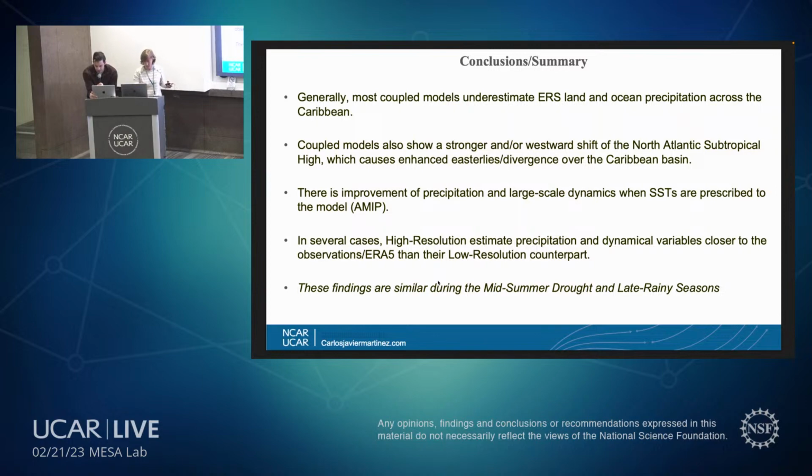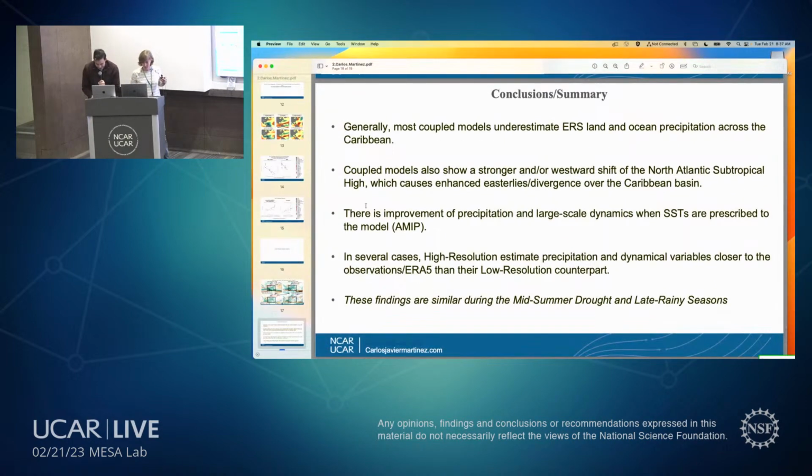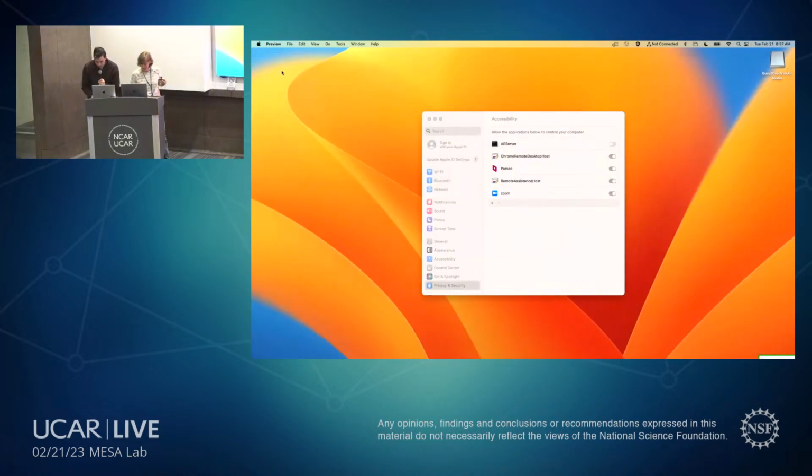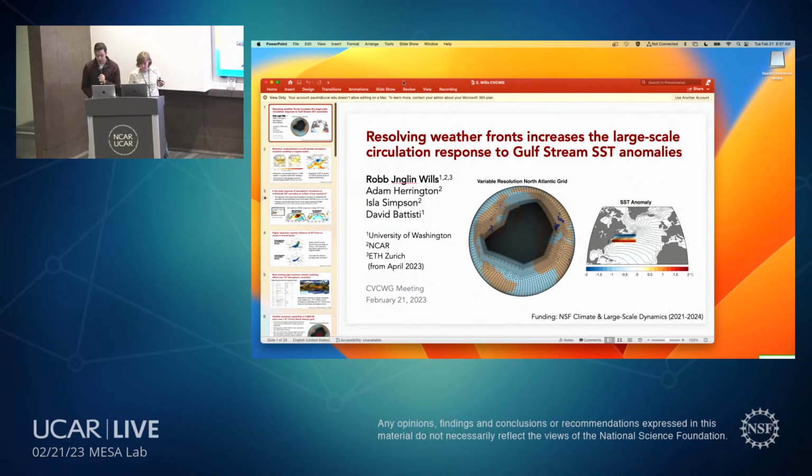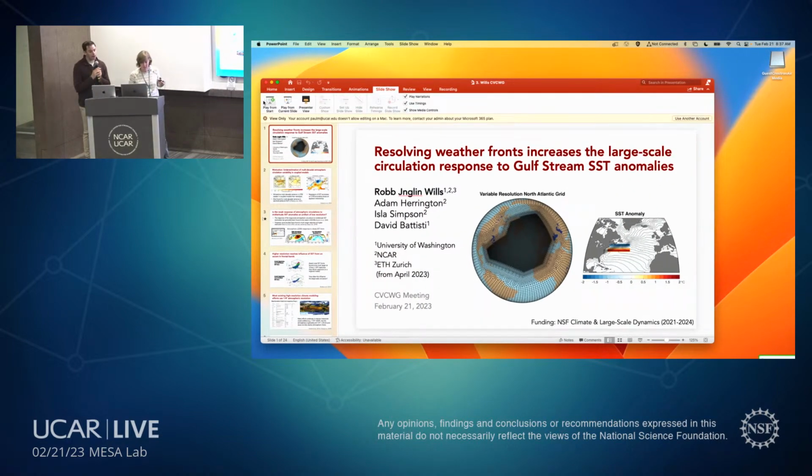It says, "Hi, Carlos. Nice talk. It doesn't seem like very much improvement in the precipitation simulations, even since CMIP3. Are the coupled simulation SSTs still 1 to 2 degrees colder than observed?"